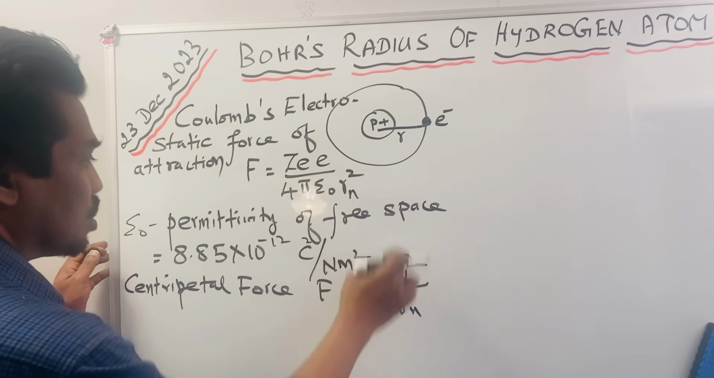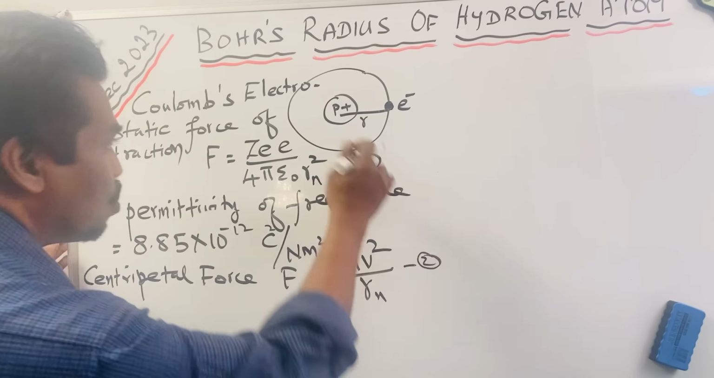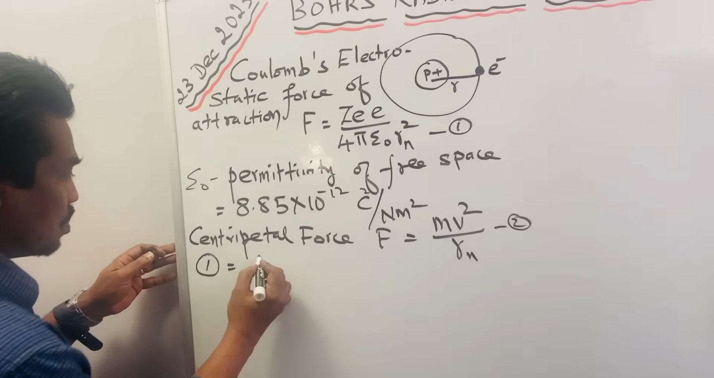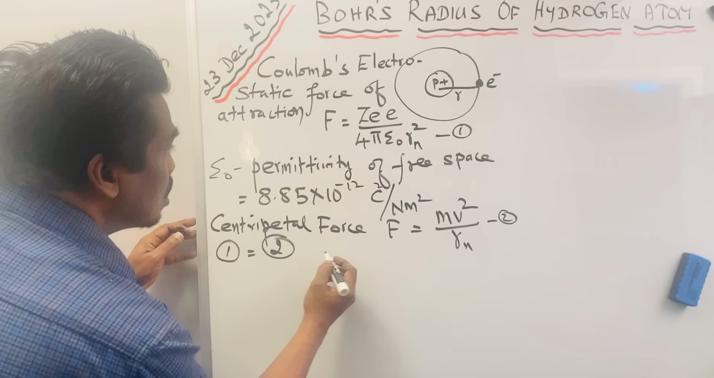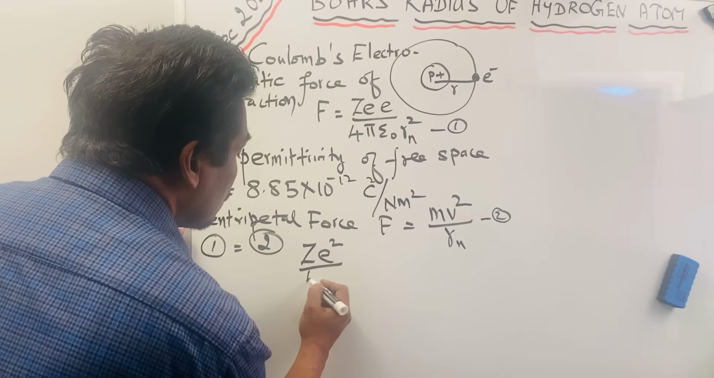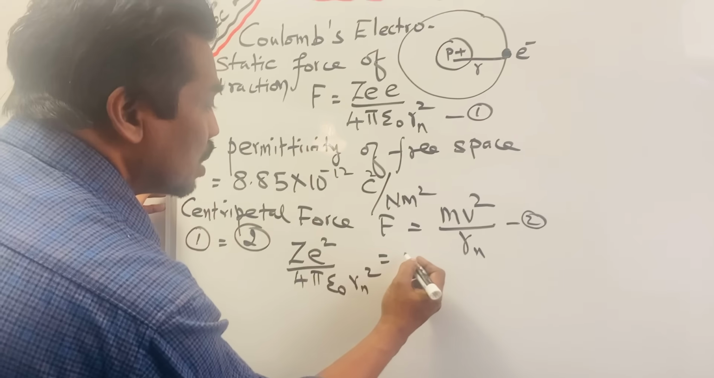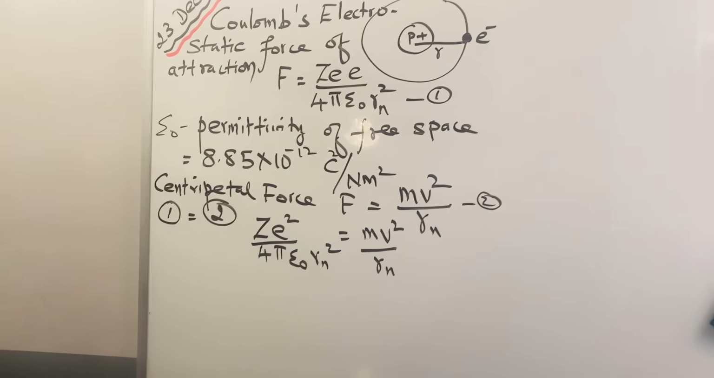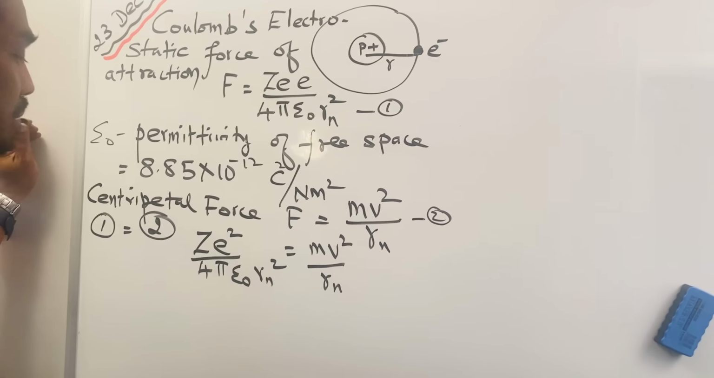Now these two forces, equation number 1 and equation number 2, are equal. When we equate them, Z E square over 4 pi epsilon 0 r n square will be equal to m v square over r n. It's difficult to calculate the value of v, so Bohr has a technique.